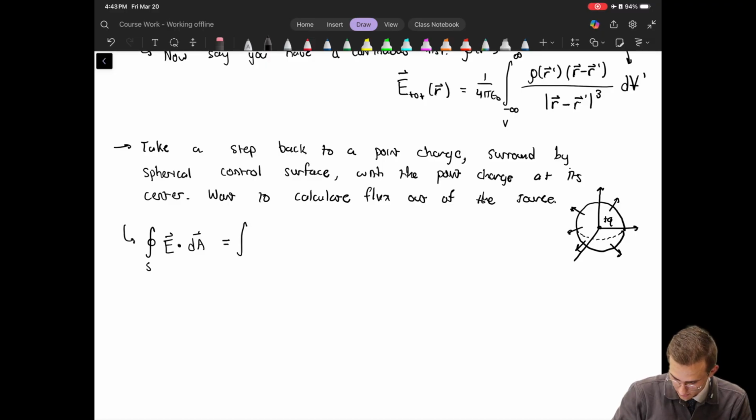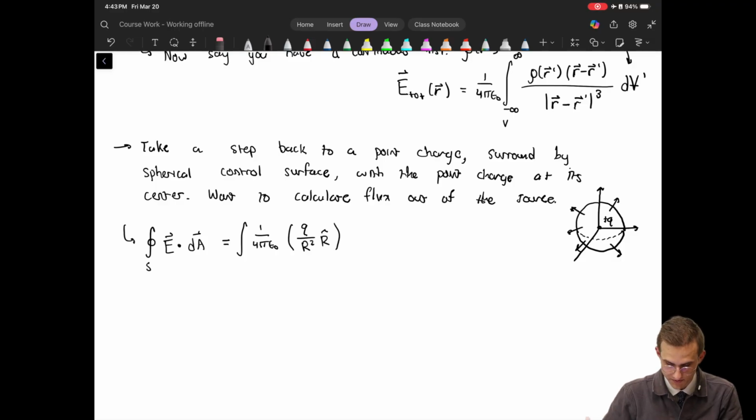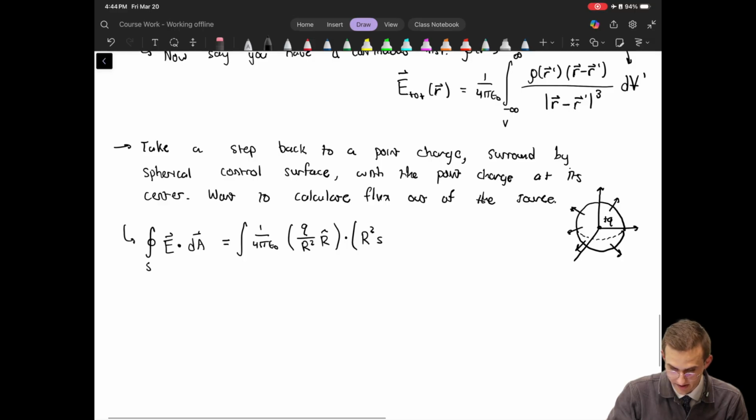So we have the 1 over 4 pi epsilon naught, and I'm actually going to go back to using the capital R here because we're going to work in spherical coordinates, which makes it a little bit simpler. So we can use 1 over R squared times R hat. That's our expression for the E field resulting from that point charge Q. And then when you do this integral over the surface, what you pick up is this R squared sine theta d theta d phi, times R hat.